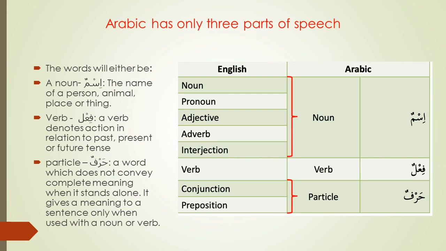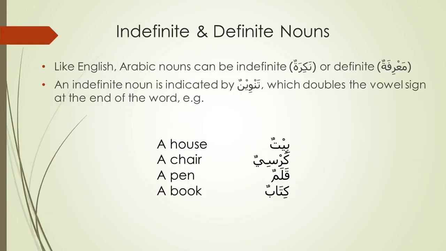Then we went to the next slide. We discussed the indefinite and definite nouns. We mentioned when we want to say a noun is indefinite, we say it is nakiratun. And a definite noun is ma'rifatun. So remember these terminologies, we'll be using it often. Nakiratun wa ma'rifatun. Indefinite and definite.